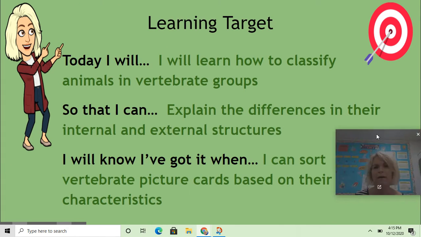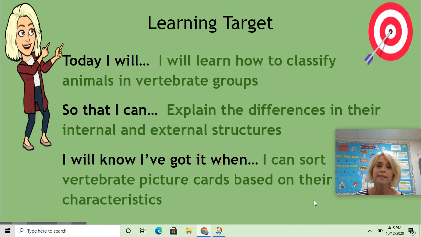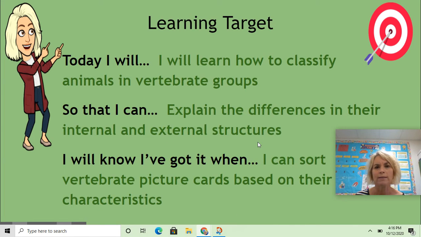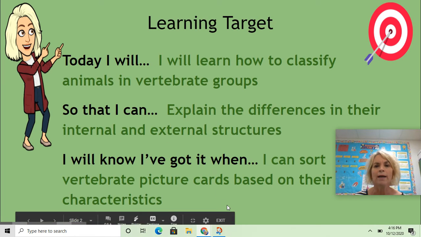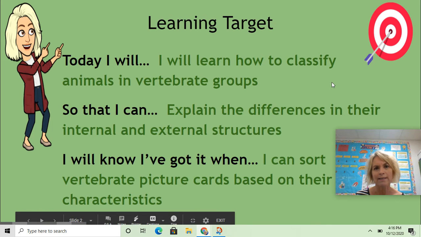Today, I will learn how to classify animals in vertebrate groups so that I can explain the difference in their internal, remember internal means inside, and external, which means outside structures. So let's just review that for a second. Internal, inside, external, outside, and structures means parts. So we're looking at the differences in their internal and external parts. I will know I've got it when I can sort vertebrate picture cards based on their characteristics. So we're going to be classifying today.